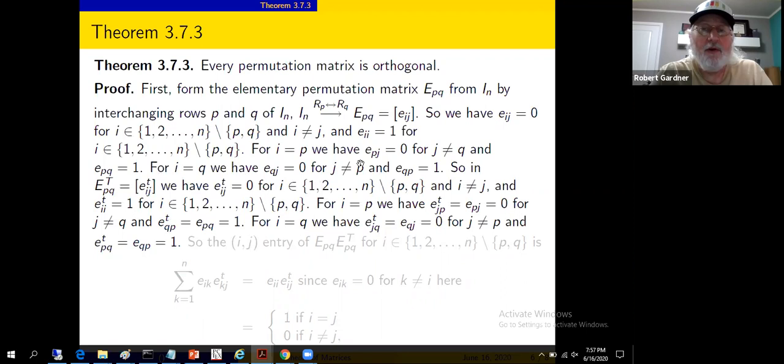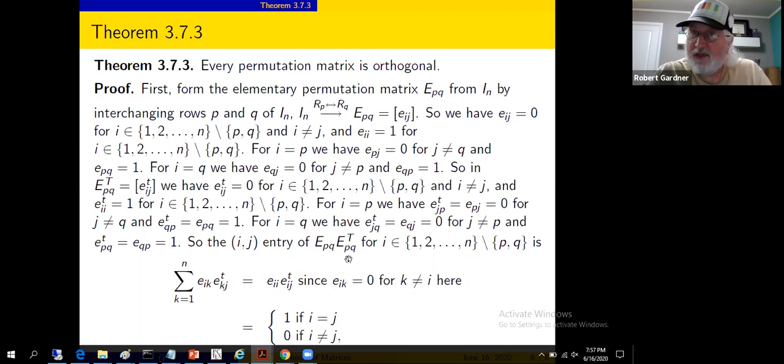All right, so let's look at the ij entry of E sub PQ times E sub PQ transpose. Where are we? We're trying to show E sub PQ is an orthogonal matrix. By theorem 3.7.1, we're trying to show this is an identity, an n by n identity, which is the appropriate size. Well, for the ij entry, you simply take the ik entry of the first matrix, E sub ik, and the kj entry of the second matrix, E sub kj super T, put the super T's on the entries of the transposed matrix. And then you sum those up from k equals 1 to n. k is a dummy variable.